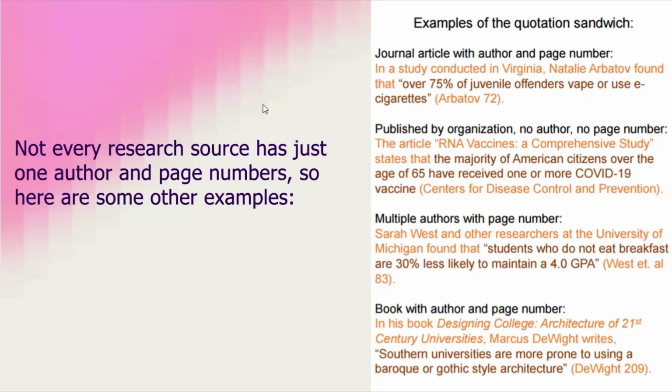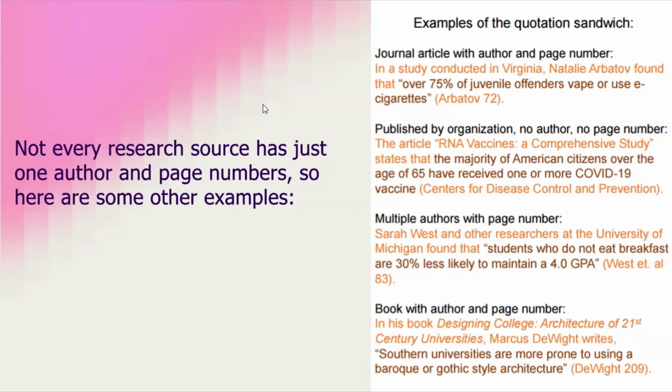What if you have multiple authors with page numbers? This happens a lot in the sciences and the social sciences, where articles will be published with several, up to like 30 sometimes, authors on one single article. Lots of people work together in those fields. So when you are referencing an article like that, you reference the first author listed, and then you use a Latin phrase called et al, which means "and all the rest."